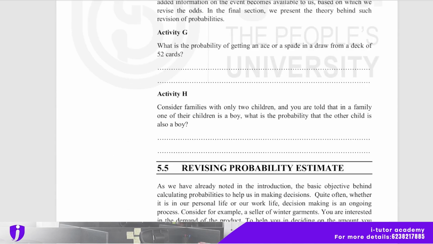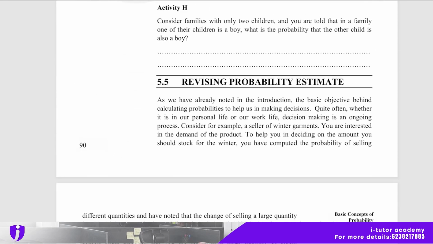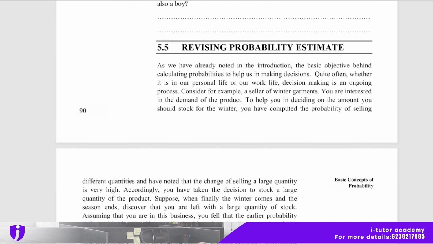Result also here. Next section is revising probability estimate. We have already noted in the introduction the basic objective behind calculating probability: to help us in making decisions. Quite often, whether it is in our personal life or our work life, decision making is an ongoing process. Consider, for example, a seller of winter garments.